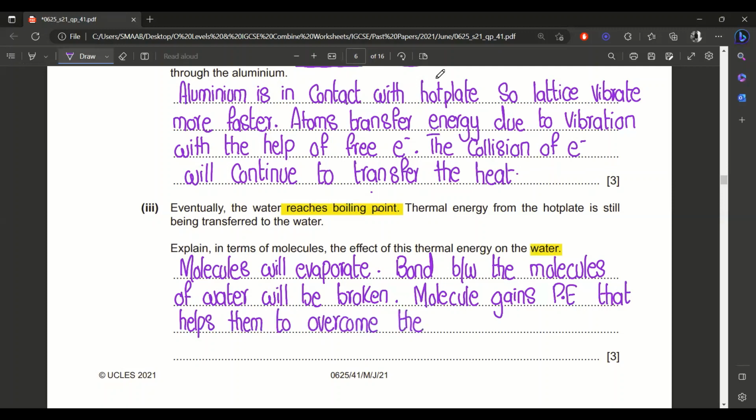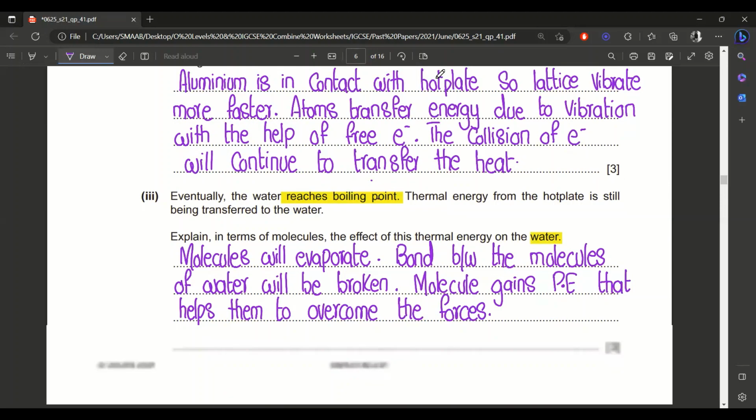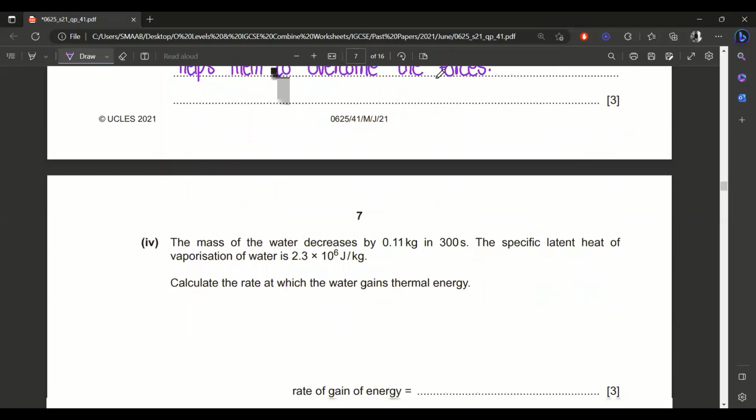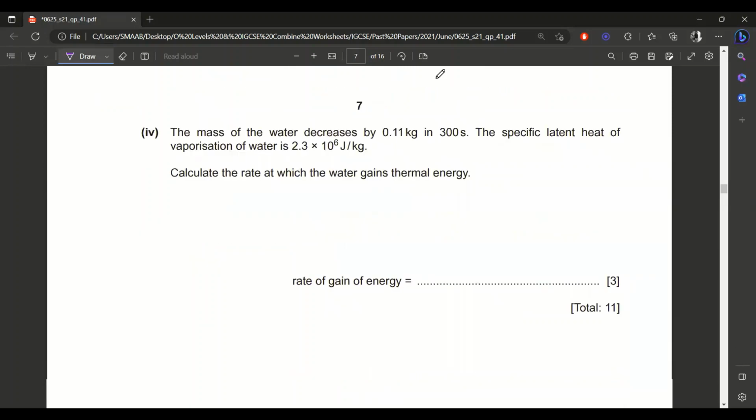overcome, right? Yes. This is the third part. So in this paper, mostly they ask with reference to molecules. That is the third time in the same question.